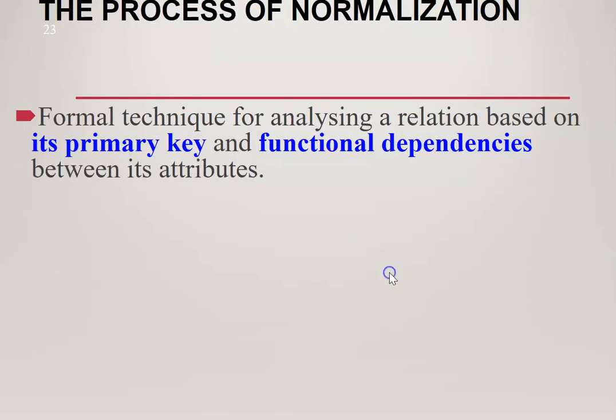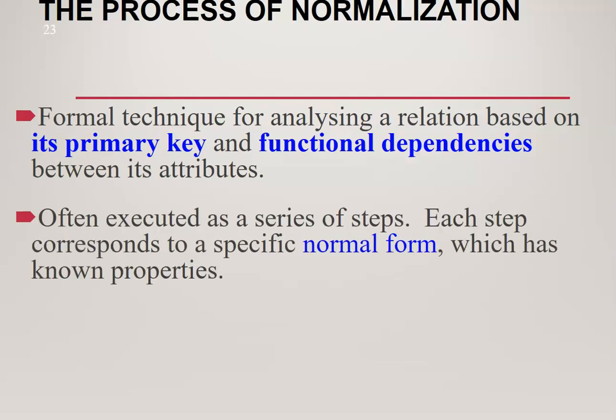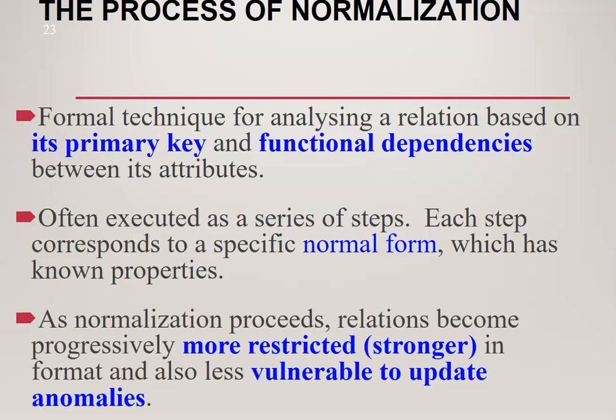Okay, so now we go to the process of normalization. The process of normalization is based on identifying the primary key, because the entire technique is about analyzing a relationship, but it's based on 2 things: the primary key and the functional dependency that exists between the attributes, like what I have just done. So it's often executed as a series of steps, and we always start with the first normal form, then we go to the second, and then the third normal form, and the other normal forms. What you need to appreciate here is the more you normalize your tables, the stronger they become, and therefore they are not susceptible to the update anomalies.